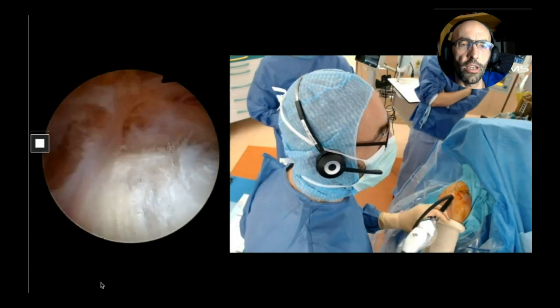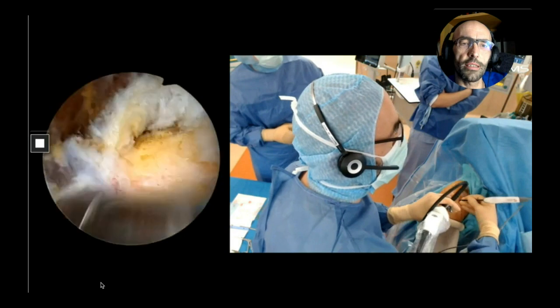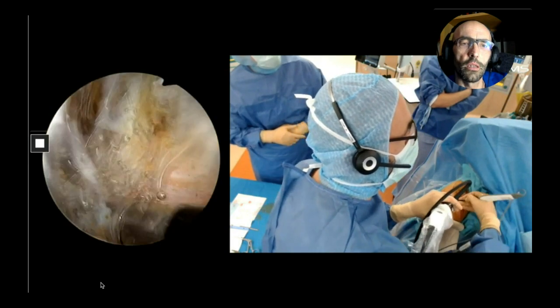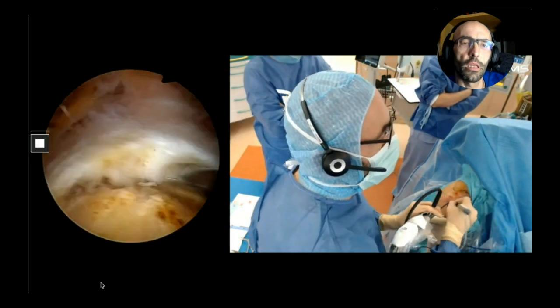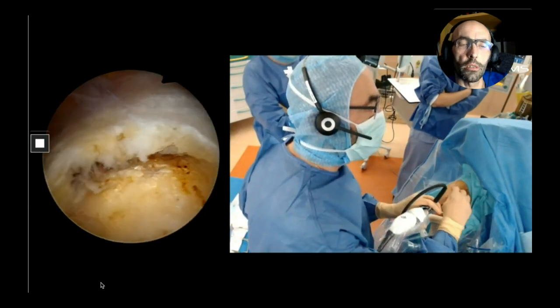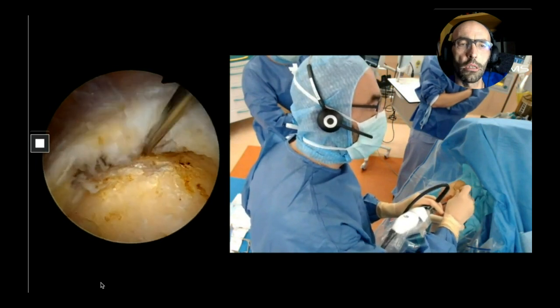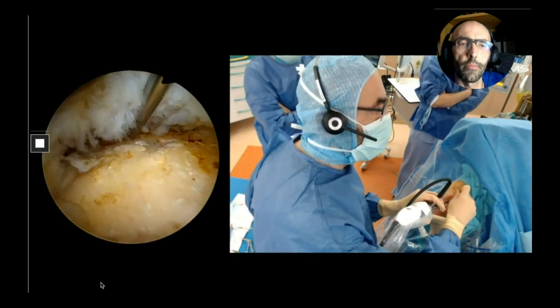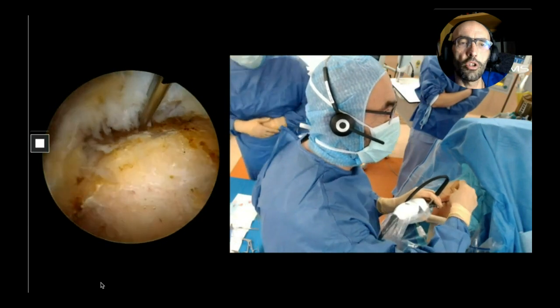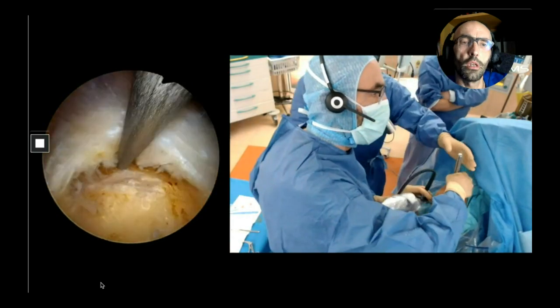Here, we see very well the tear. We can remove some bursitis, as you can see here. It's easier to see, and you can see here the tear. We prepare here. We try to find the best position for our anchors here. So I like to put an anchor very close to the cartilage for the medial row here.